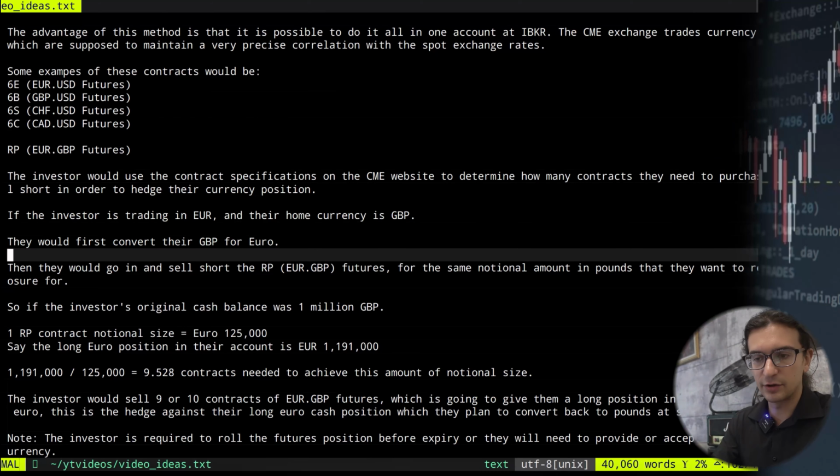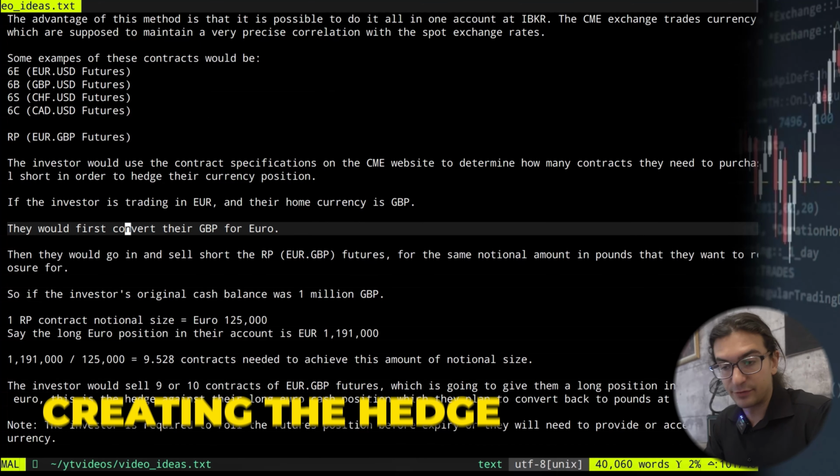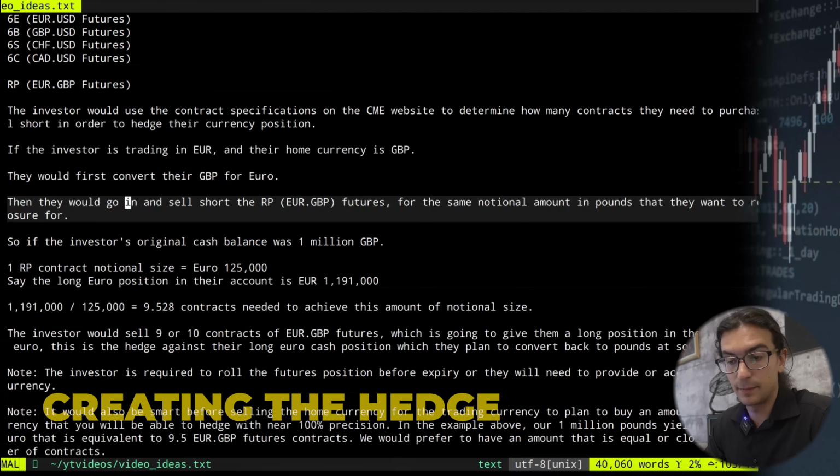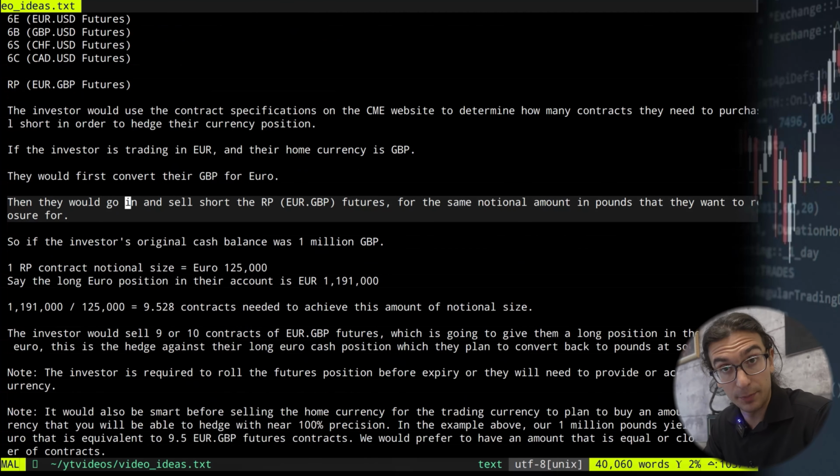So back to our text document, this is what we would do. The first thing is, of course, the investor converts their British pounds to euros because they're trading in euros. But then, in order to make up for that long euro position, they want to gain back the pound exposure against the euro. They would go in and sell short the RP futures for the same notional amount in pounds that they want to regain exposure for.